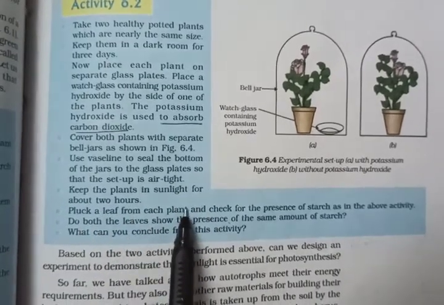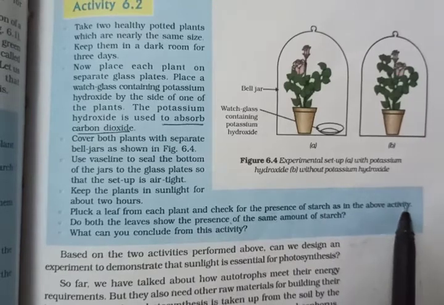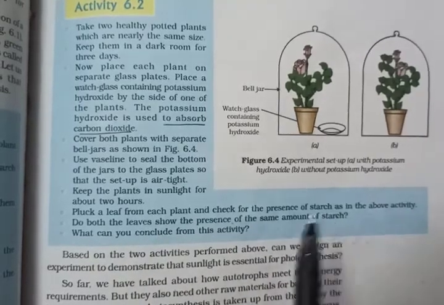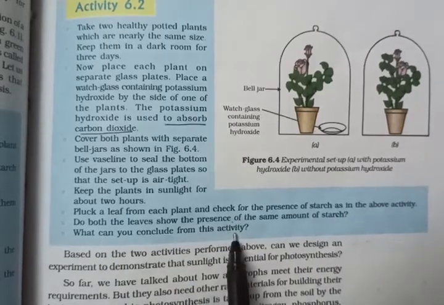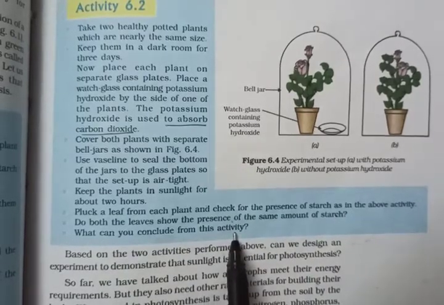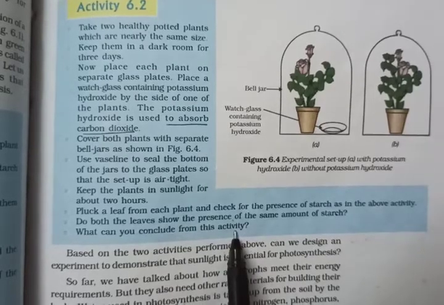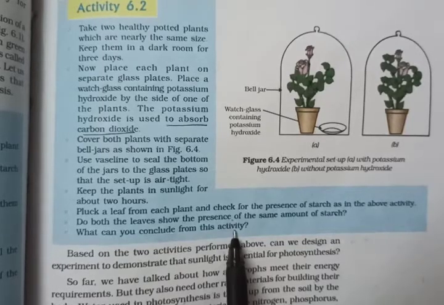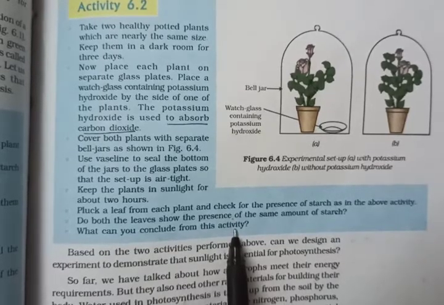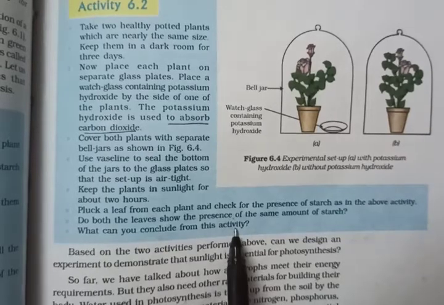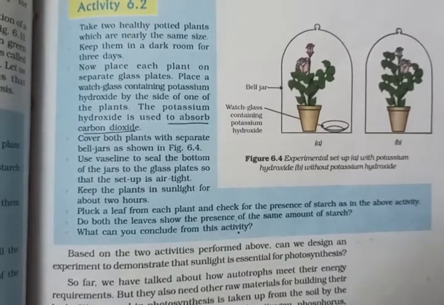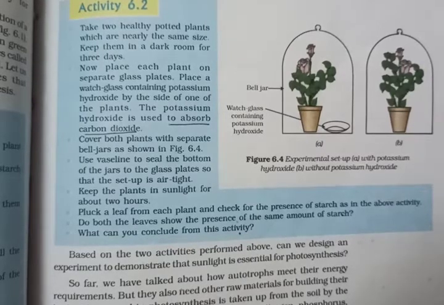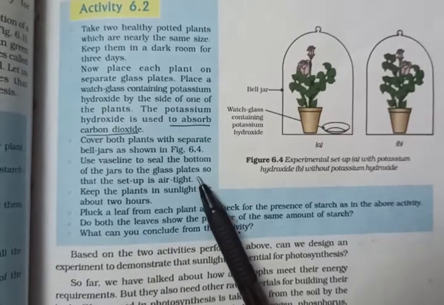Pluck a leaf from each plant and check for the presence of starch as in the above activity. Do the leaves show the presence of the same amount of starch? No. What can you conclude from this activity? That CO2 is essential for photosynthesis. Now, on the basis of these two activities, we can also do an activity to show that sunlight is essential for photosynthesis, by keeping one plant in the dark and one plant in the light, and then doing the processing of the leaf in the same way that we have done in these two activities.